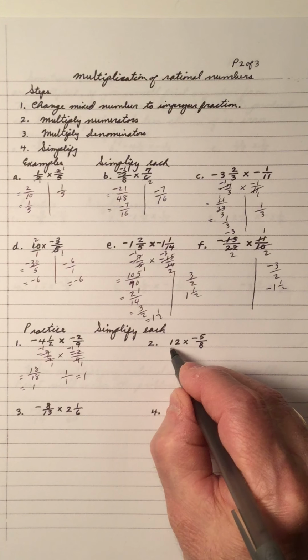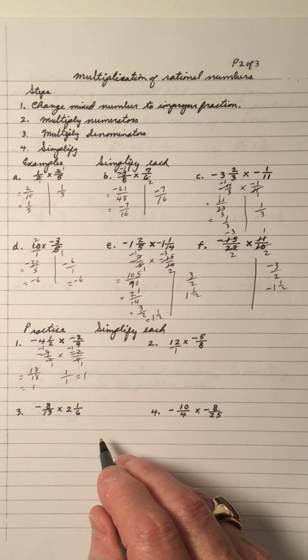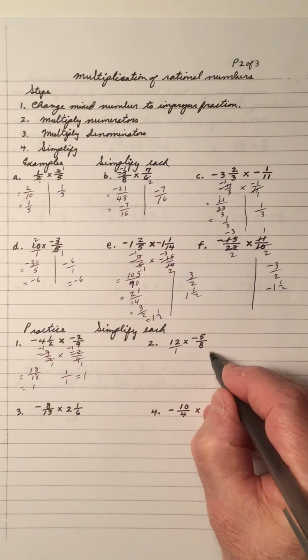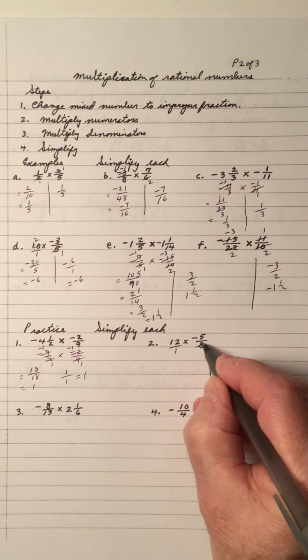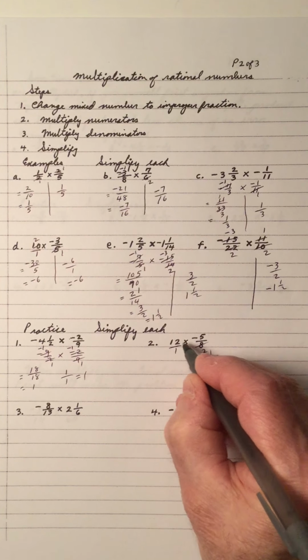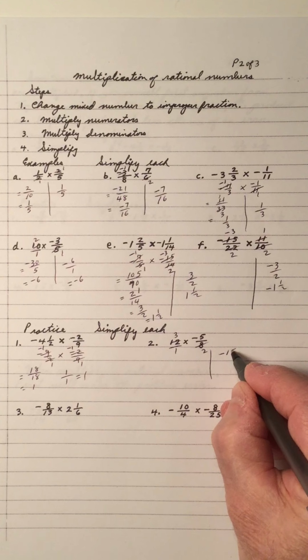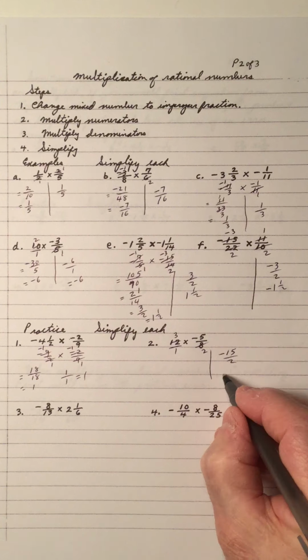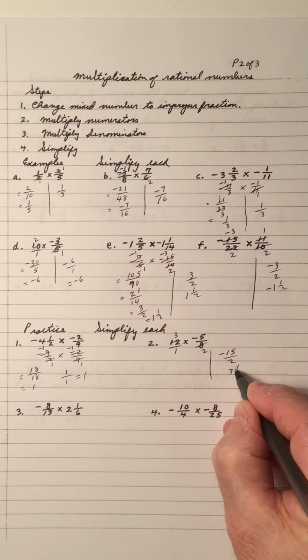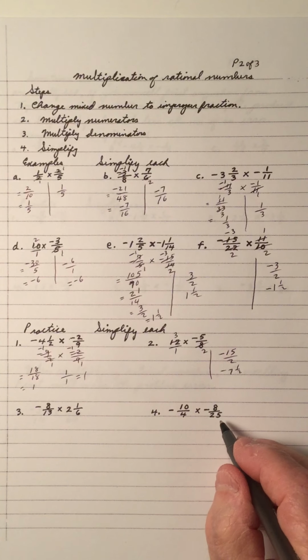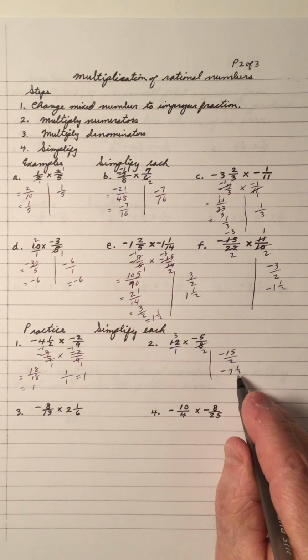Makes it easier. 12 over 1, make sure. And you cancel if you want. 4 into 8 goes 2. 4 into 12 goes 3. So that gives you negative 15 over 2. Divide that and you get 7 and 1/2. 2 into 15 goes 7, 1 left over. Negative 15 over 2, as a mixed numeral, is negative 7 and 1/2.